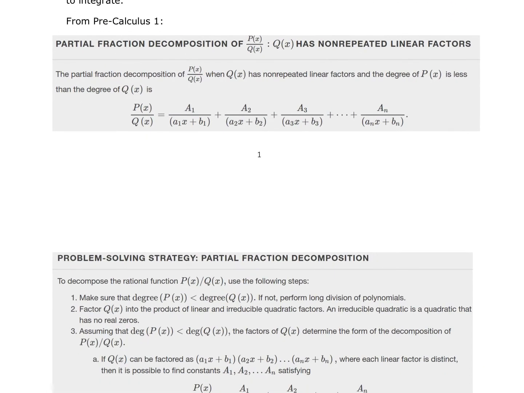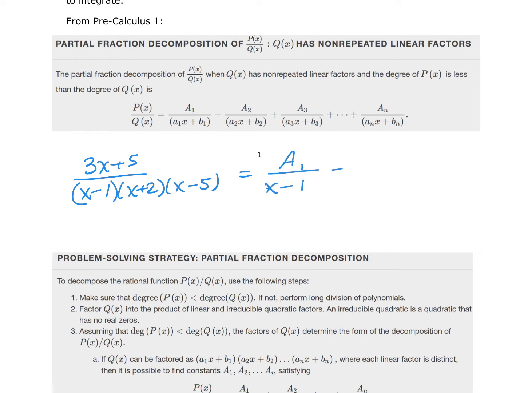As an example, and I'm going to do something fairly straightforward, suppose we had 3x plus 5 over x minus 1, x plus 2, and x minus 5. I would rewrite this as a sub 1 over x minus 1 plus a sub 2 over x plus 2 plus a sub 3 over x minus 5. And that's how I would write it, and then we will learn how to find A1, A2, A3 in a moment.